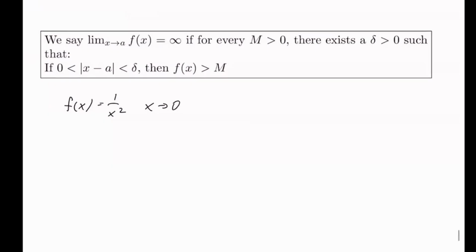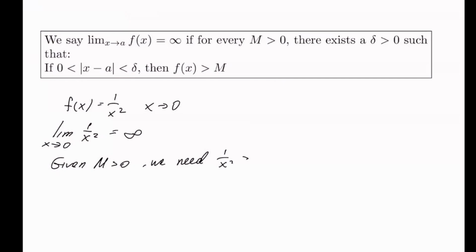So a quick example would be, continuing this example, the limit as x approaches 0 of 1 over x squared would be infinity. So let me give you a sketch of this proof. Given M greater than 0, we need 1 over x squared to be greater than M when the absolute value of x is greater than 0 and smaller than delta. So essentially we have x minus 0 here, but we don't usually write that 0.